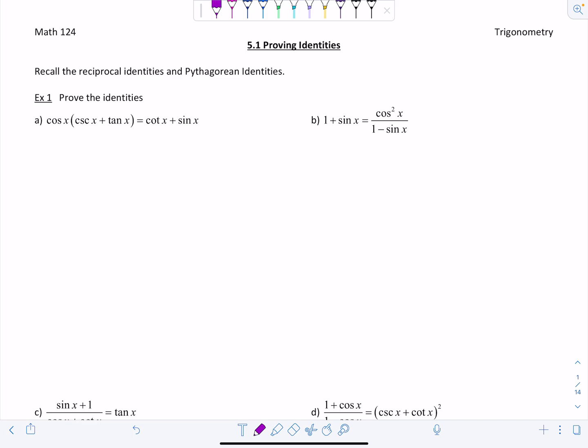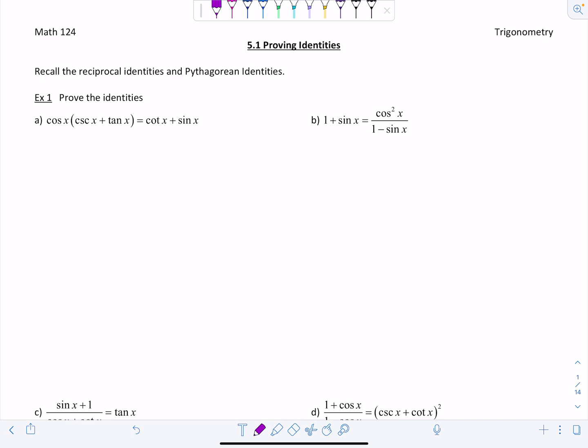It's your job to show how one side ends up as the other side. Do this very carefully. Typically, when you're strategizing how to start, pick the messier side of the identity to start with, and then apply whatever trig identities are necessary so that you can end up at the other side. Once in a while, you'll have to take both sides and work them to a certain point, but most of the time, you just start on one side, make it look like the other. Don't do anything weird where you involve both sides of the equation at the same time. So no cross multiplying or nonsense like that, okay?